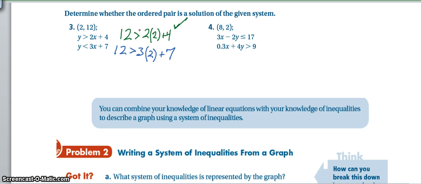So in checking this first equation here, we see that we plug in the 12 for the y, and that's greater than 2 times 2 plus 4. Well, 2 times 2 is 4, so we know my right side would be 8, and 12 is larger than 8, so that checks out.